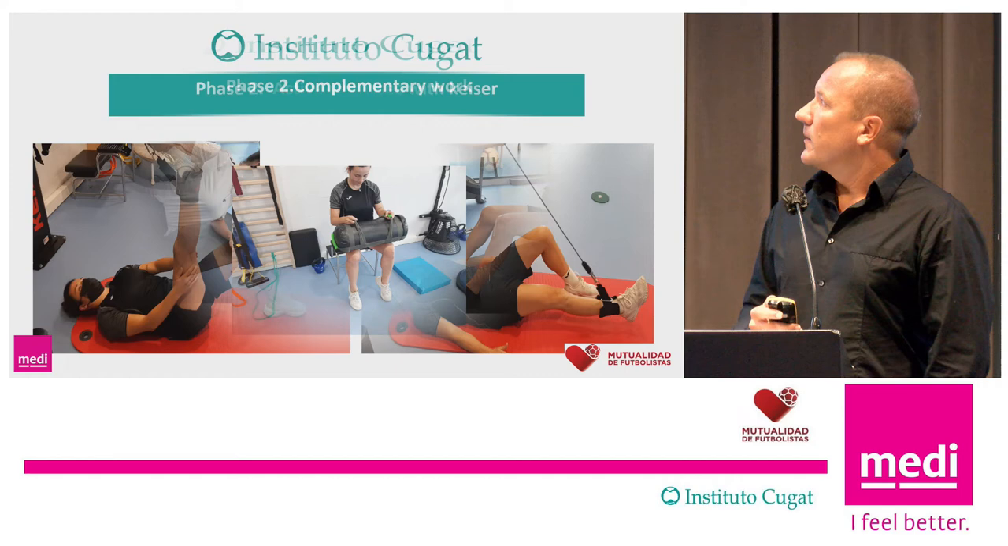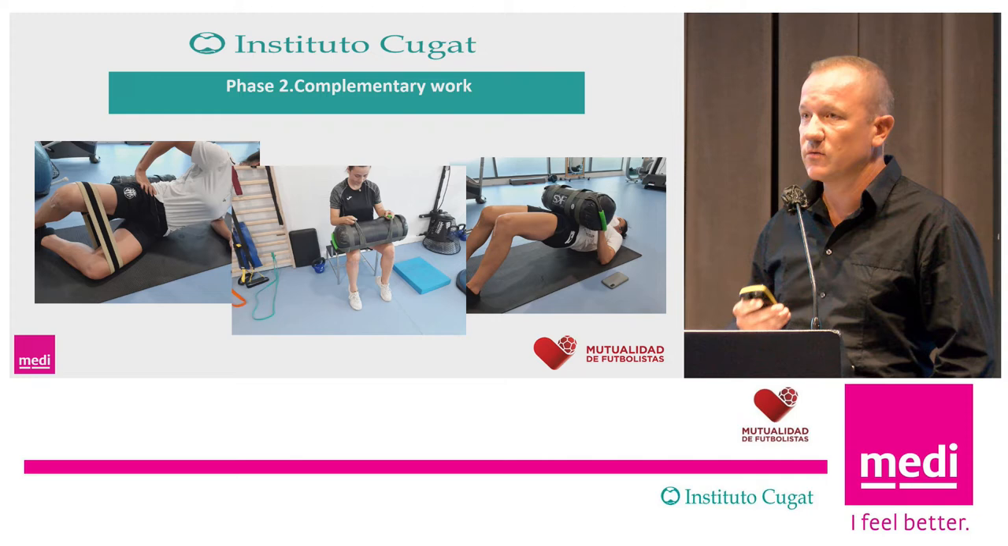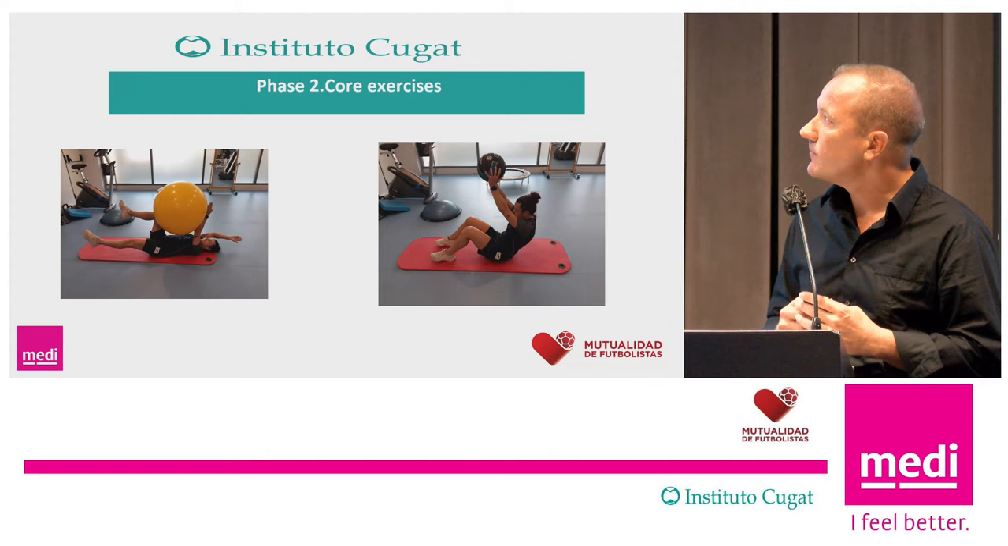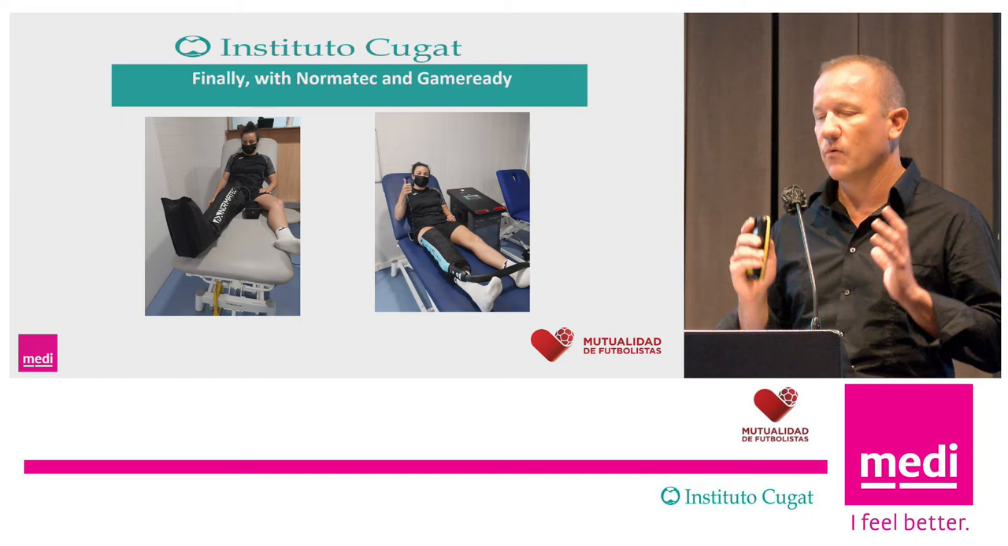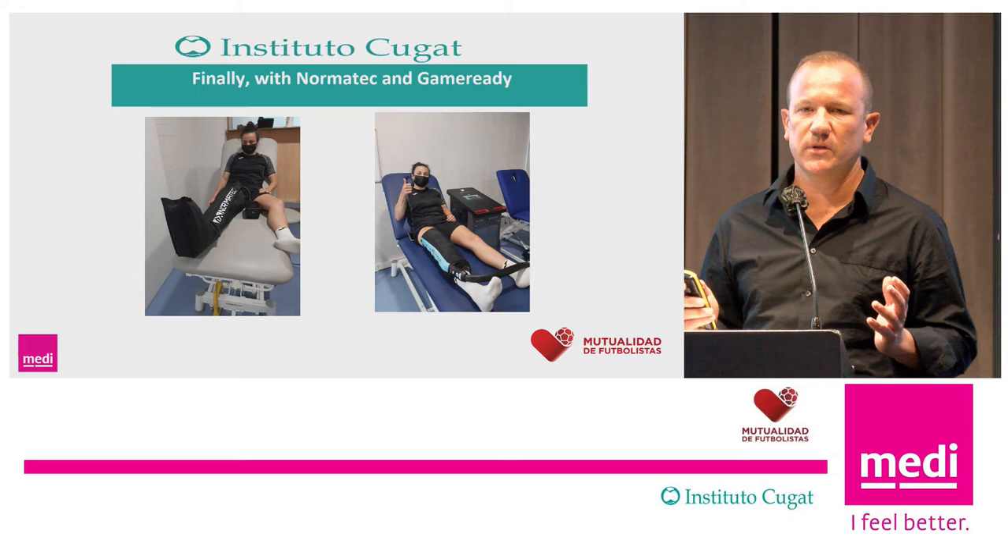If everything is okay, we can progress with complementary work, with elastic band to improve the strength in gluteus and calf, or the typical bridge exercise with or without weight. And also it's very important to work with core exercises to improve neuromuscular control and stability. And finally, with Normatec and with Game Ready to control the edema and lessen the swelling. This work we do until week 8, but the most important thing is to adapt every recovery to each football player.